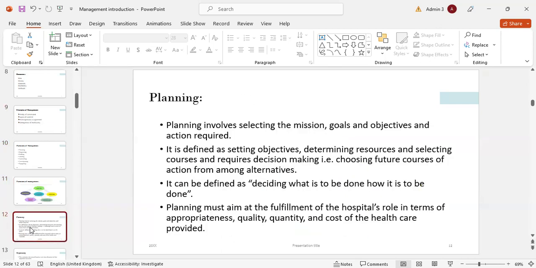Planning. Planning involves selecting the mission, goals, objectives, and action required. It is defined as setting objectives, determining resources, and selecting courses, and requires decision-making, that is, choosing future courses of action from among alternatives. It can be defined as deciding what is to be done and how it is to be done. Planning must aim at the fulfillment of the hospital's role in terms of appropriateness, quality, quantity, and the cost of healthcare provided.